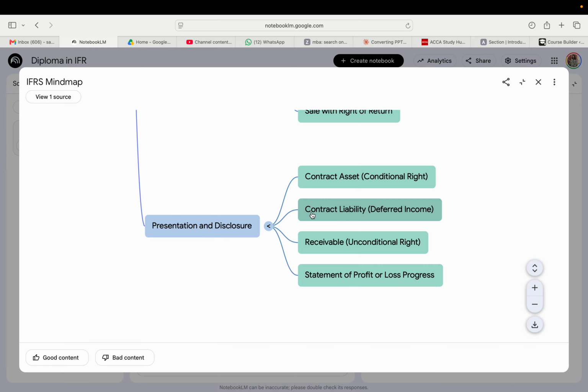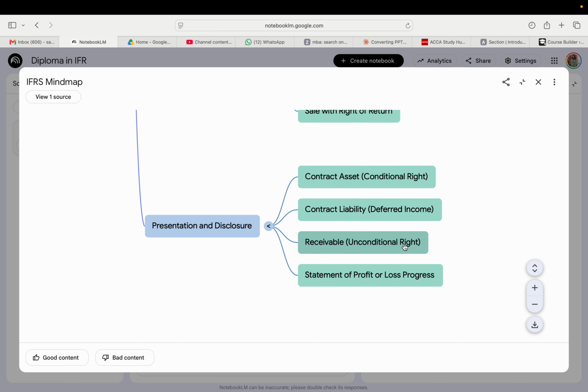In the same way, a contract liability you will present as deferred income. There are questions on how you know whether it's a contract asset or liability. You will only come to know when you watch my lecture 3 fully, that is the IFRS 15 lecture. It's very important, you should know it, because this will be tested in your diploma course. IFRS 15 is a very common standard that is tested.